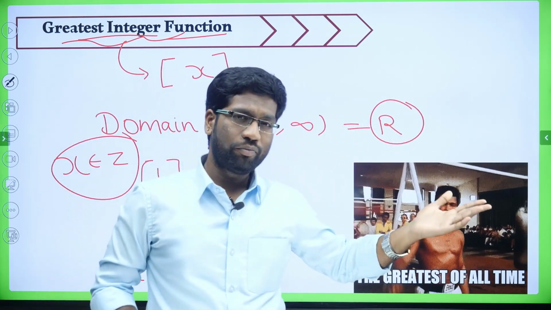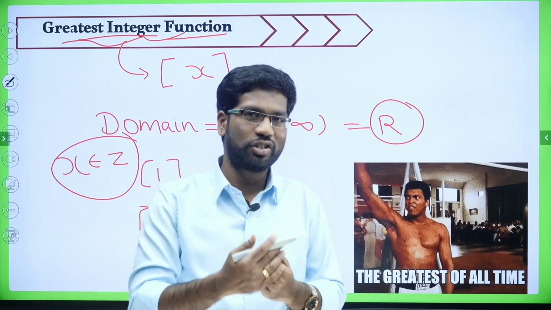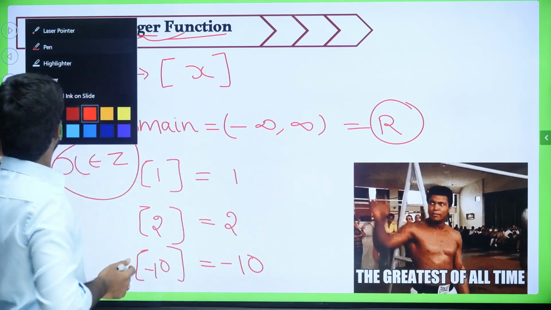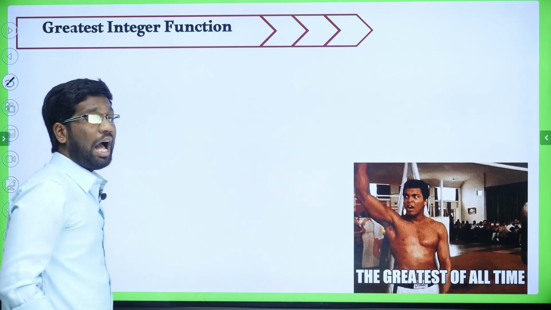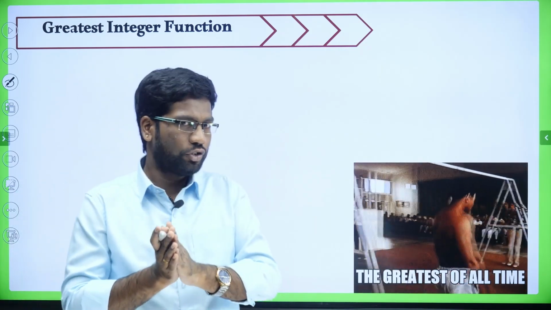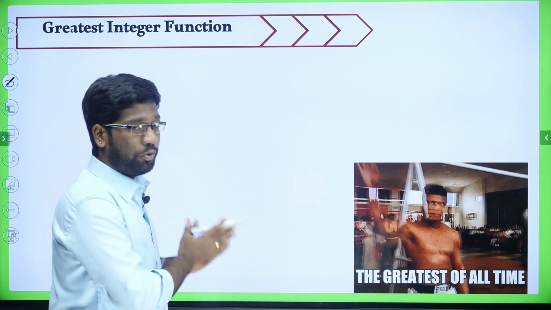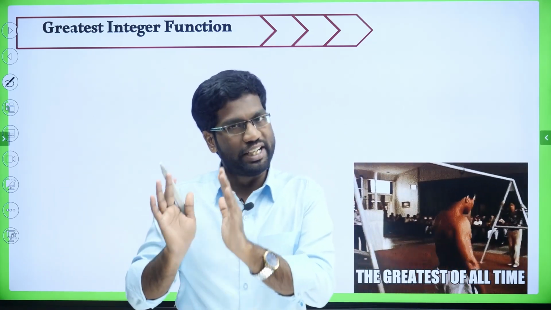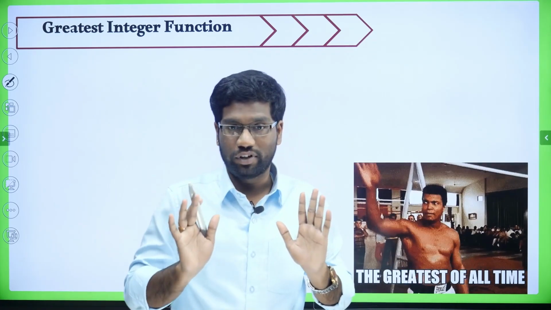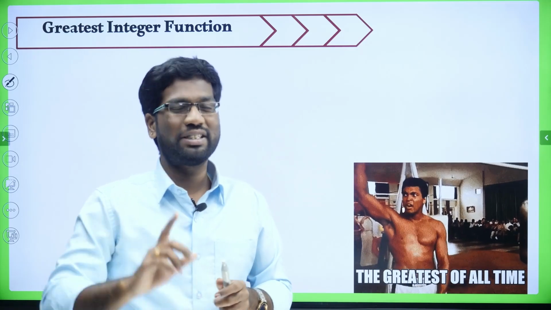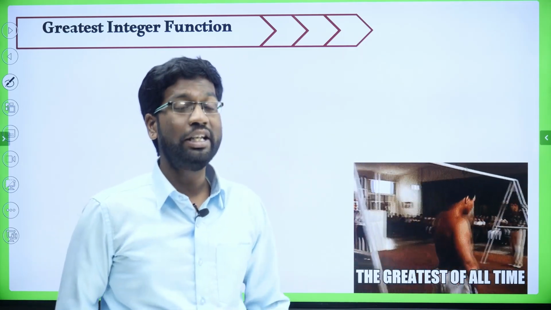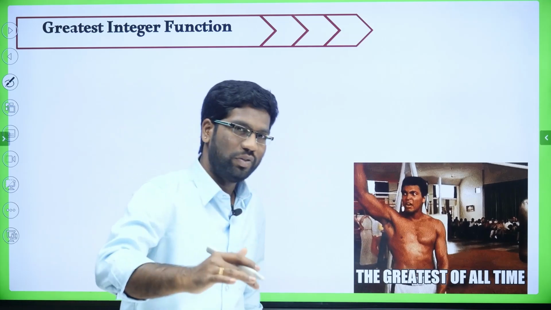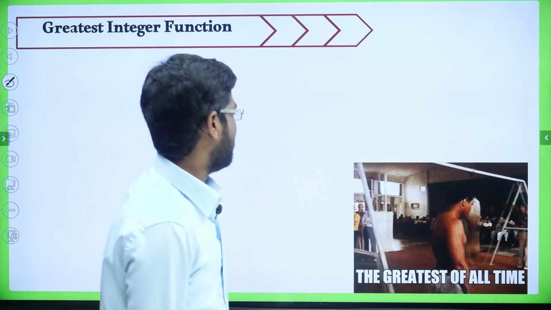Now let's see how it works for positive decimals. I hope until now you have understood, my dear students. The domain is R and the output is strictly only integers. Now in that working process, I have said only one thing. Let me show you some slides, then I will go with positive decimals, negative decimals, everything, my dear students.